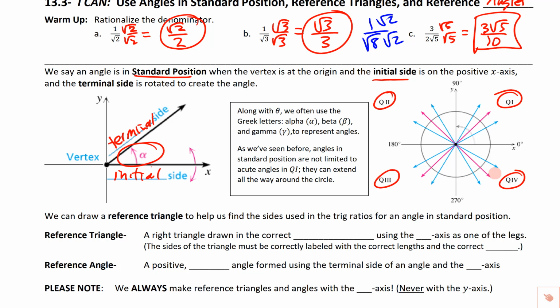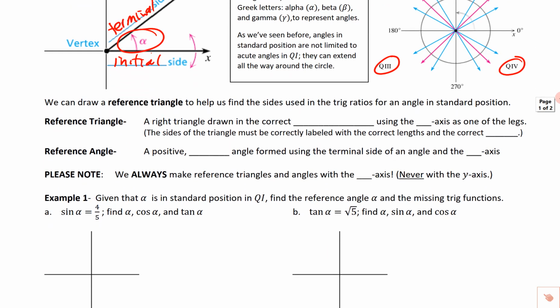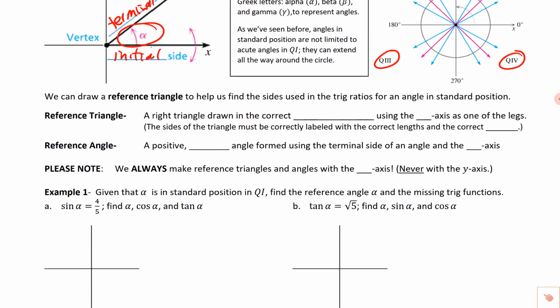All right, so let's come down here and let's talk about what a reference triangle is and what a reference angle is. So we can draw a reference triangle to help us find the sides used in a trig ratio for an angle in standard position. So here's how it works. A reference triangle is a right triangle drawn in the correct quadrant, so right quadrant right here, using the x-axis as one of the legs. You have to use the x-axis as one of the legs.